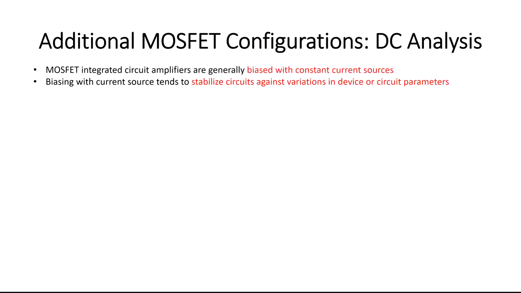In this slide, we will focus on some additional MOSFET configurations. MOSFET integrated circuit amplifiers are generally biased with constant current sources. Biasing with a current source tends to stabilize circuits against variations in device or circuit parameters. Let us design a MOSFET circuit biased with a constant current source.